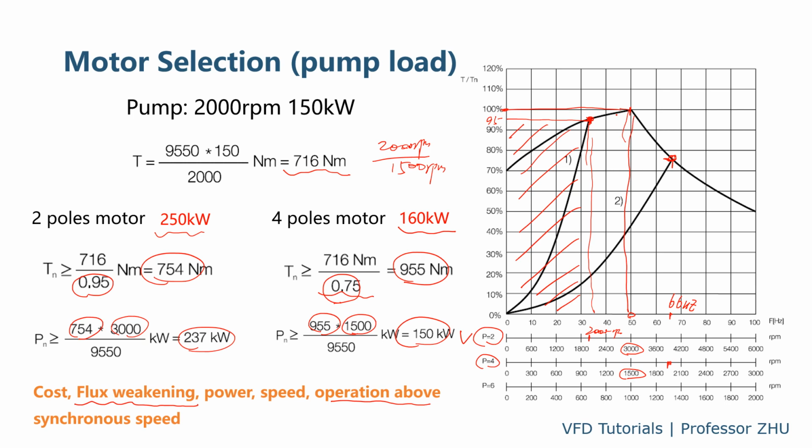So the motor power will be like here. So the difference of the area represents the waste of the motor rating. Okay.